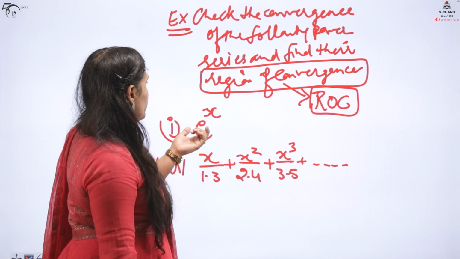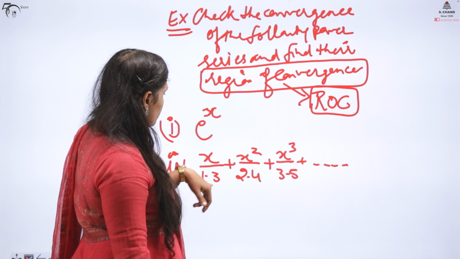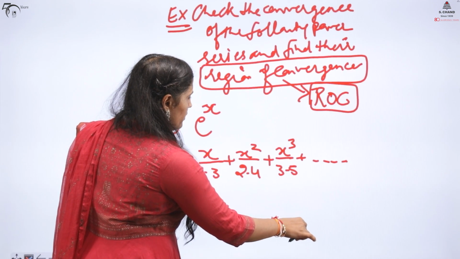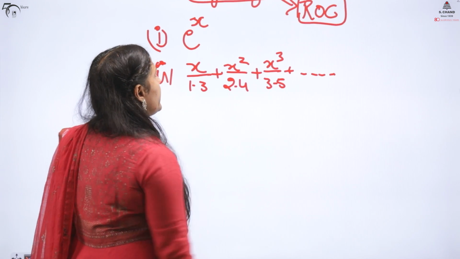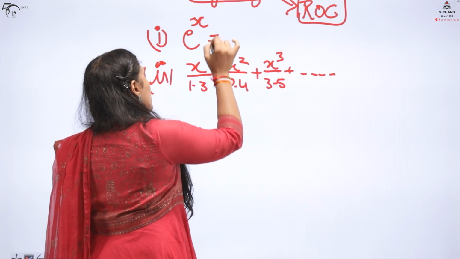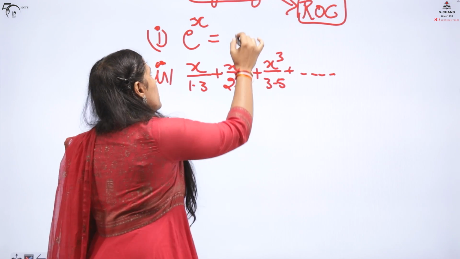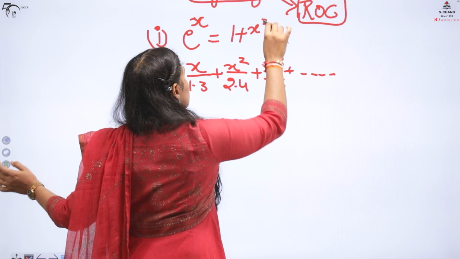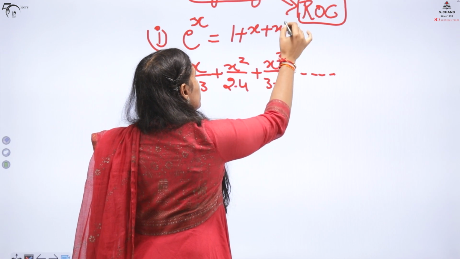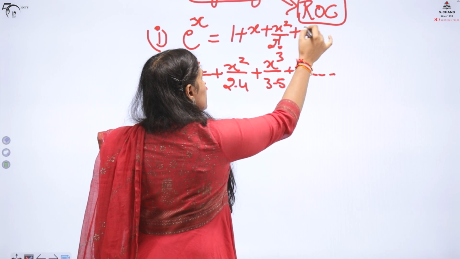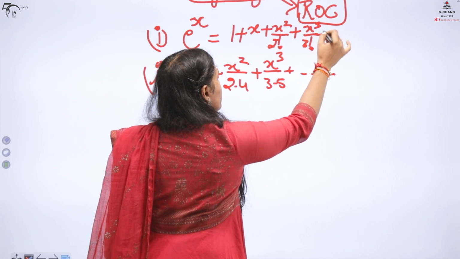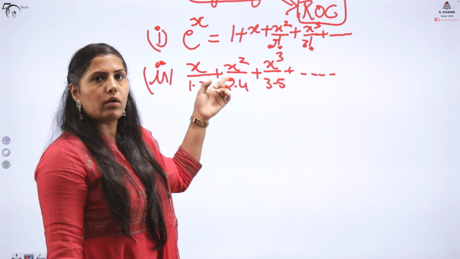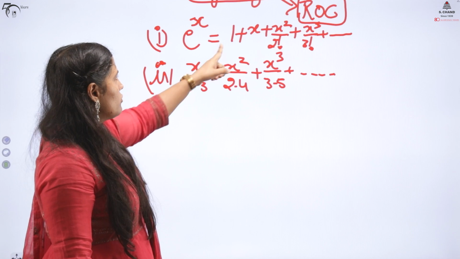So two examples we will be doing, e to the power x, then the second is x upon 1.3, x square upon 2.4 and so on. There is a pattern. Now I have written only e to the power x. So how and why it is a power series? In Taylor series concept we did, Taylor and Maclaurin if you remember, we did the expansion and we wrote the Maclaurin series for x equal to 0 for e to the power x function. So in case you are given only e to the power x, you should remember the Maclaurin series of e to the power x. So this is the series.